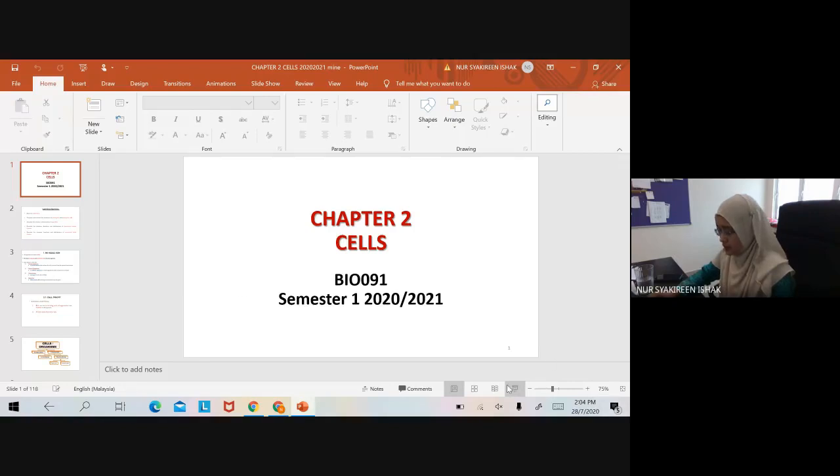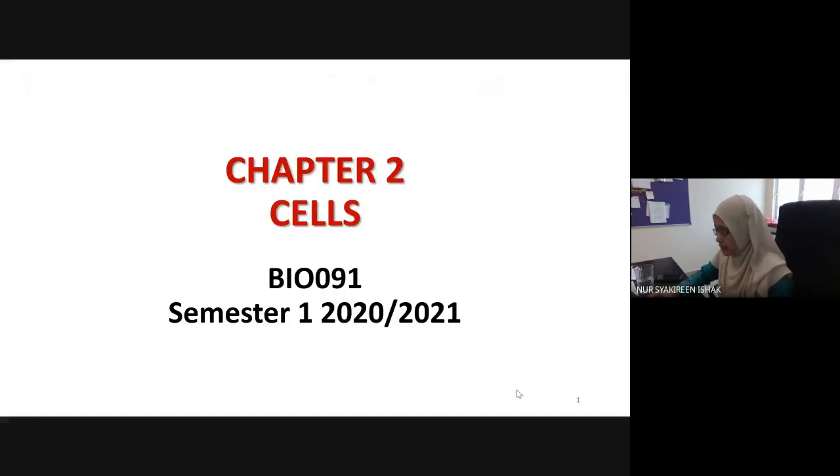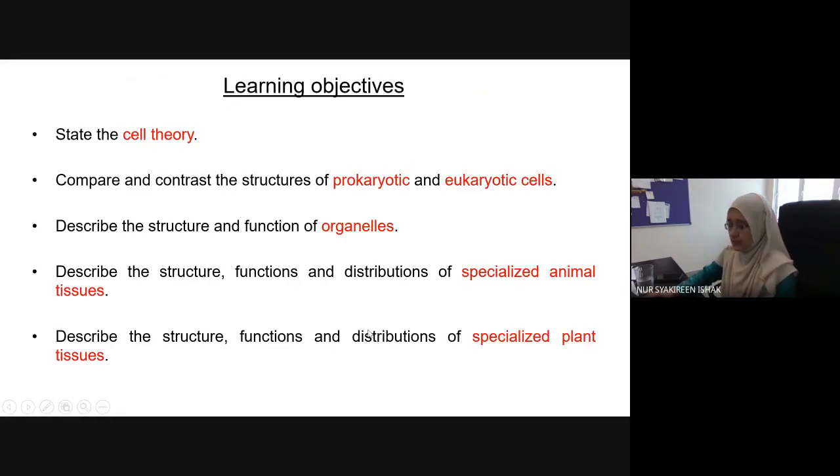This is very familiar to you. You have already covered most of the content of this chapter during SPM. As you can see, these are the learning objectives of this chapter. First, you have to state the cell theory.